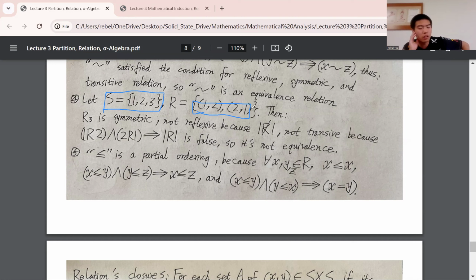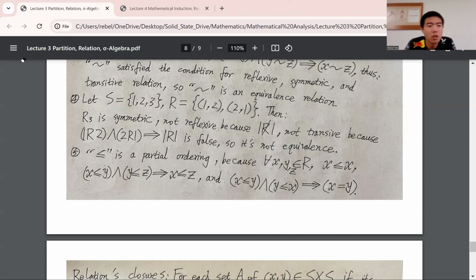So from here, we can definitely see it is symmetric. It's a symmetric relation because 1 is related to 2, and 2 is related to 1. So they satisfy symmetry, but it's not reflexive because 1 is in the set, but we do not observe (1, 1). So 1 is not related to 1. See here. That's why it's not reflexive. And is it transitive? No, because (1, 1) is not in it. If 1 is related to 2, and 2 is related to 1, then 1 must be related to 1. This is not satisfied, so it's not an equivalence relation. So this is our third example.